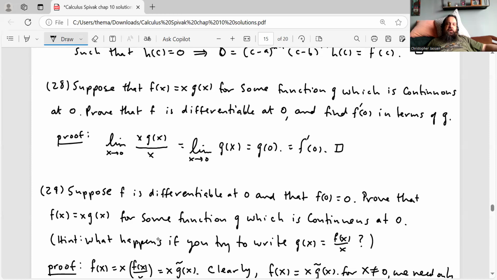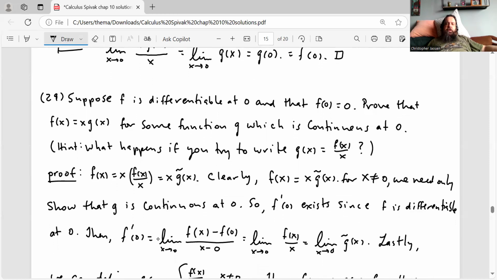Limit as x goes to 0 of x times g of x over x is equal to limit as x goes to 0 of g of x, right? The x is canceled for all x not 0, equals g of 0, which is equal to f prime of 0. All right, question 29.